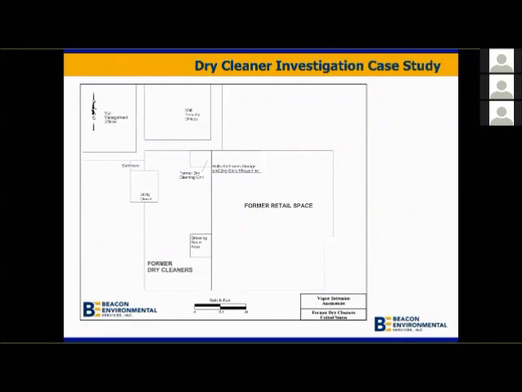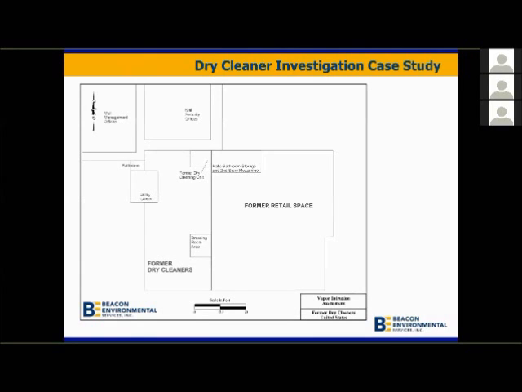All right, so switching gears, I want to go over a case study I finished up my talk with, where a passive soil gas survey was performed to identify hotspots as well as the lateral extent of tetrachloroethene in soil gas beneath a former dry cleaner and adjacent spaces. Beacon supported the environmental consultant with both the soil gas and the indoor air sampling for this project.